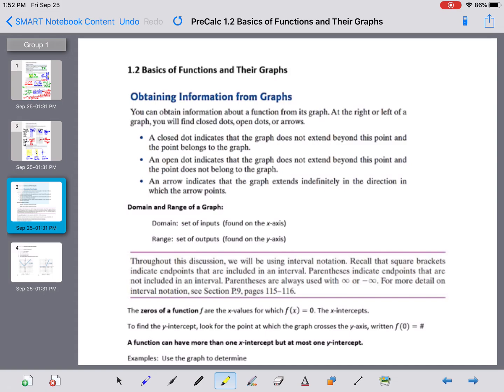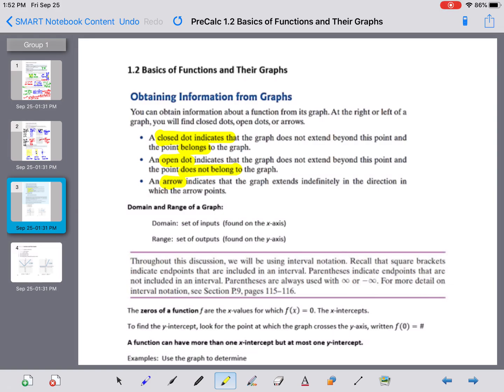So a couple things we want to note here. If you have a closed dot, okay, that means this belongs to the graph, and yes, it's part of the solution set, okay, if it's a closed dot. If it's an open dot, it does not belong to the graph because it goes all the way up to that point, but it doesn't include that value. And then obviously if we have an arrow, it just goes on and on forever, so we don't know where it stops or where it ends, okay?